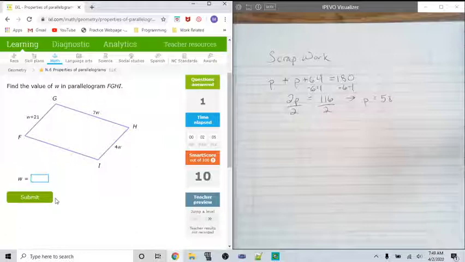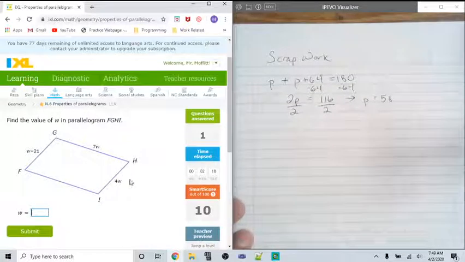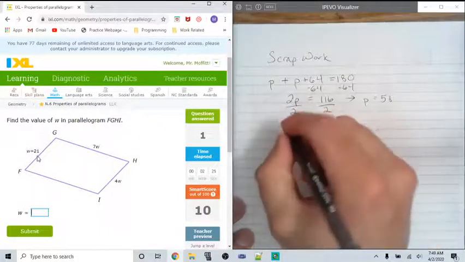It says find the value of W in this parallelogram. They might sometimes give you extra information. I should point that out. They give us a few different sides to look at and work with here. I think they're hoping to trick us. But I know that this 4W and this W plus 21, the very first thing I told you about properties is they're equal to each other.